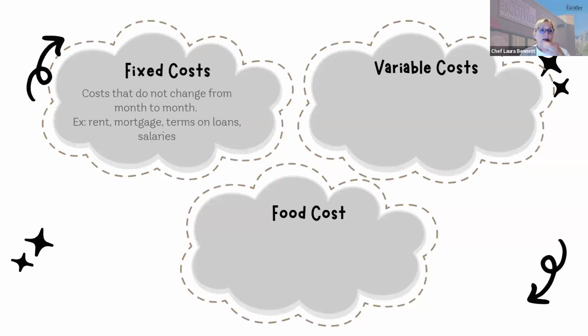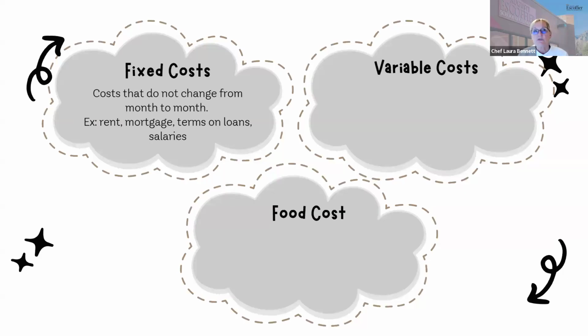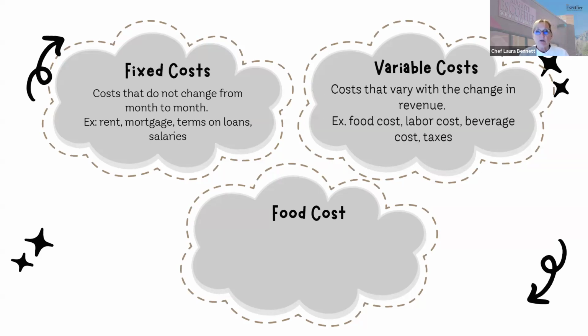Fixed costs are costs that are not going to change from month to month. It could be your rent, your mortgage, terms on a loan, salaries. Those types of things do not change from month to month, so they are considered fixed cost. Variable costs can change, right? Your food cost, labor cost, beverage cost, taxes, those things can change, so they are considered variable.